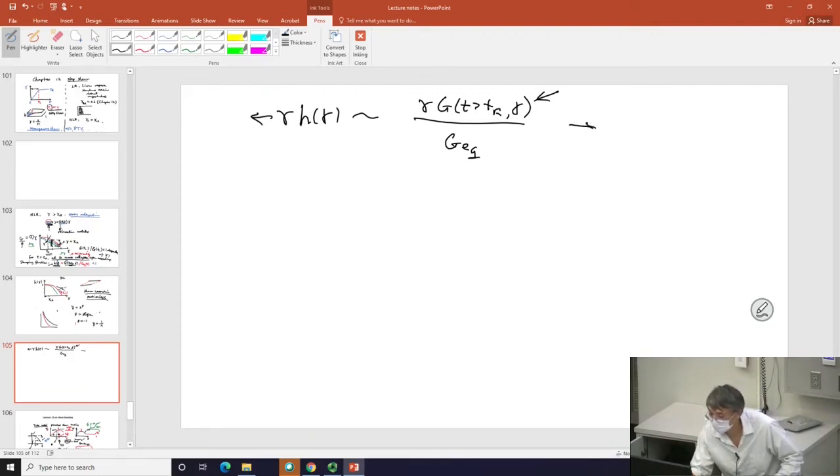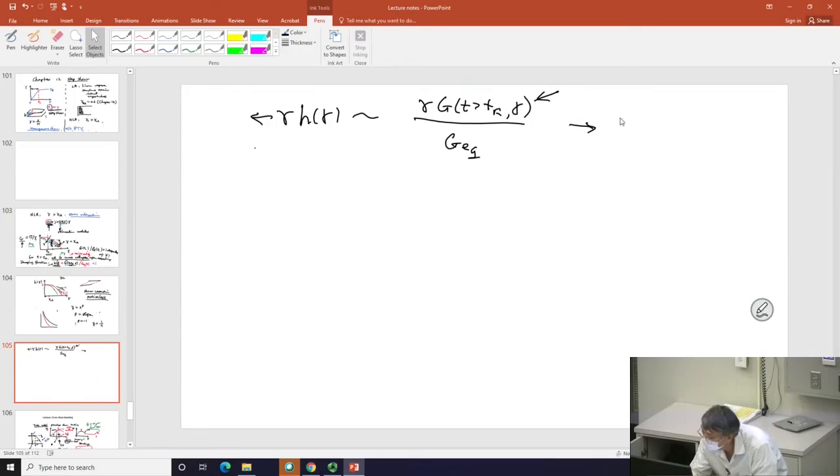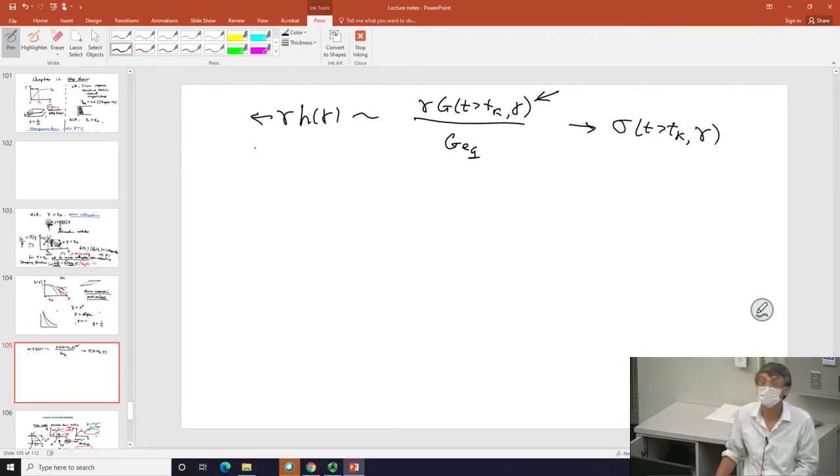I'm going to examine both sides. On this side, I know what it is. Chaitanya just helped me. It's stress. From the data in the literature, they didn't tell me what stress is, but I can recover it from their figure. So this is going to be nothing but stress at long times, as a function of gamma, crucially.